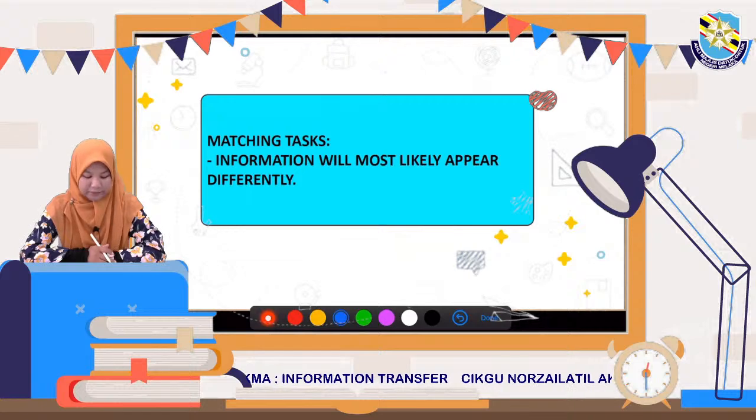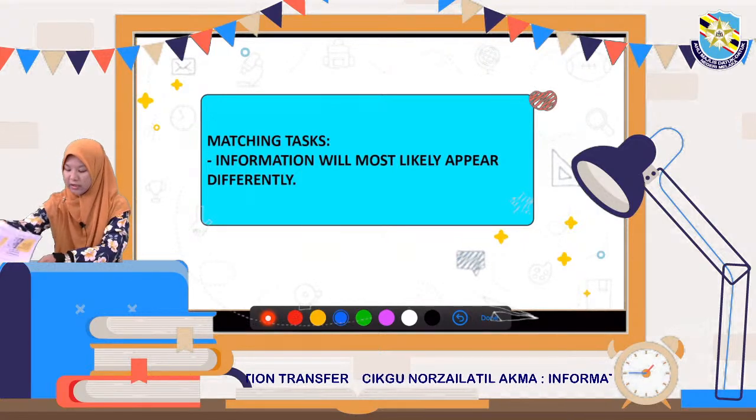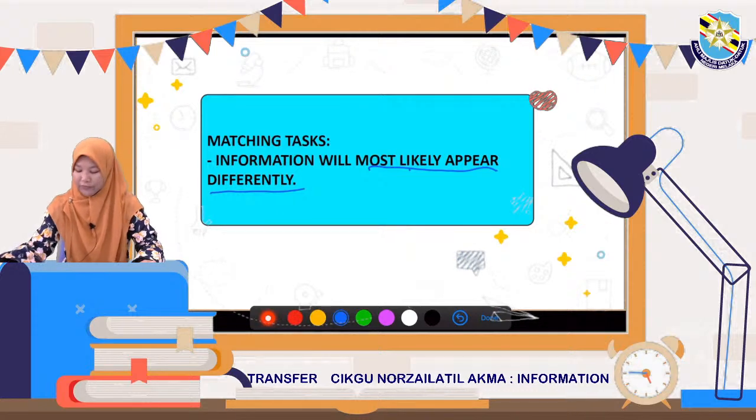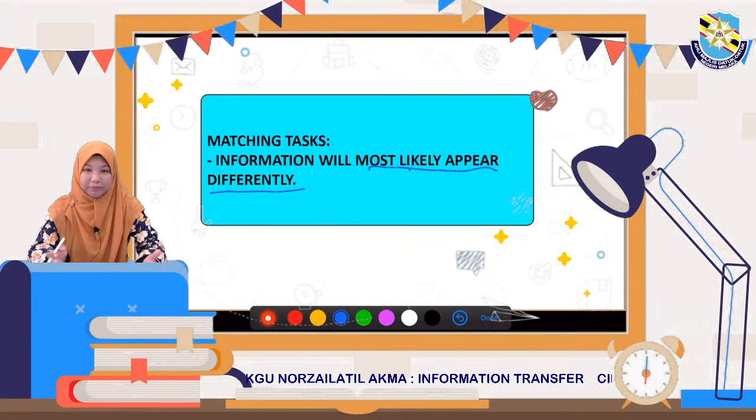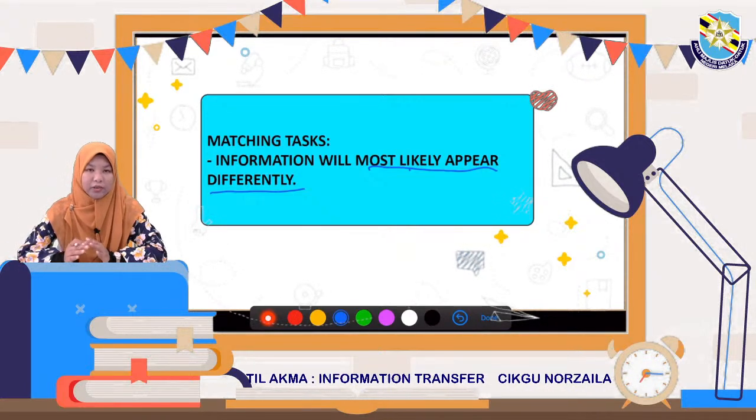For matching tasks, you need to be extra careful because, just like I mentioned earlier, the information you will be looking for will most likely appear differently in the text. Maybe it will change words or phrases, but do not worry. Those words or phrases usually bring similar meaning. Remember this one. Here is where you can test your ability with synonyms and antonyms. Synonym means words which have similar meaning, and antonym means opposite meaning.